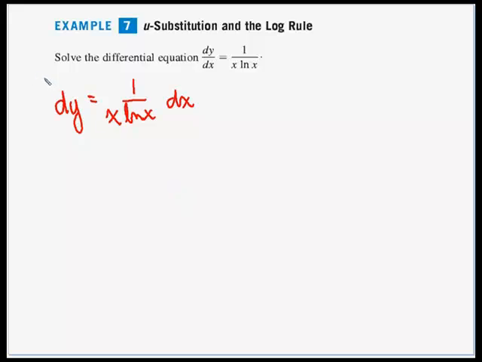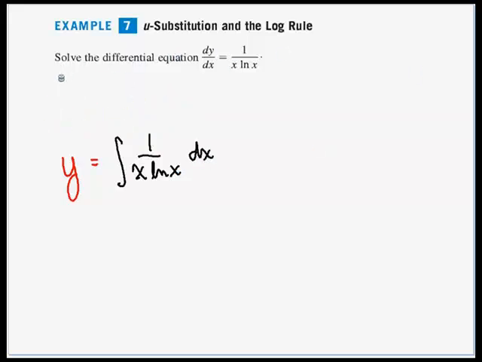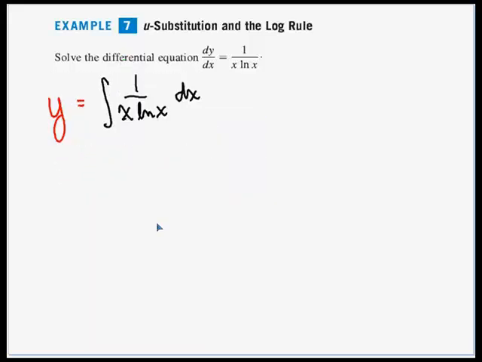And if I take the antiderivative of dy, I get y. Y equals, and if I antiderive the left, I'll have to antiderive the right also, the antiderivative of 1 over x ln of x dx. So now it looks more like what some of the other examples were asking us. Now let's see if we can fit this into the format. So we need to pick a u.